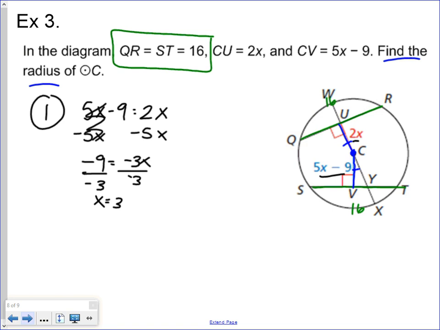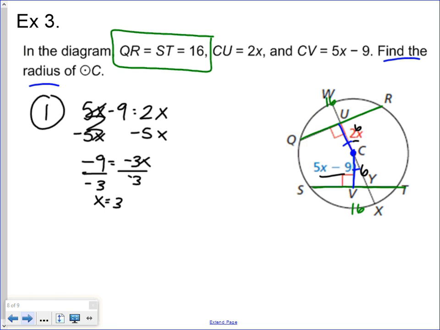Now again, the length of that little middle piece is not 3, that's just x. What do I need to do with x to find the length of these middle pieces? Plug it in, and you should get the same answer. Here, 2 times 3 is 6, and then here, 5 times 3 is 15, minus 9 is 6 as well. So that little blue piece in the middle is 6 units long.